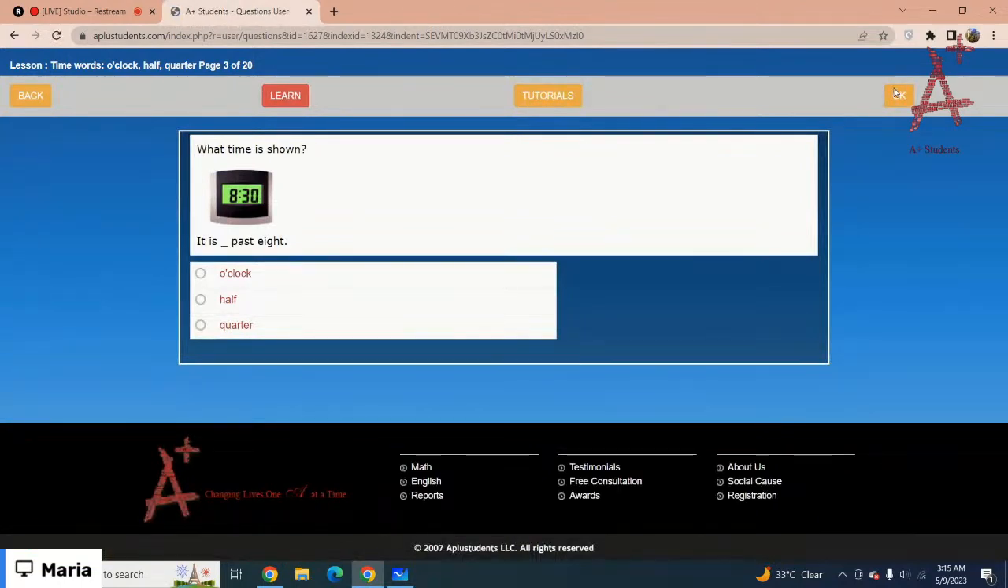Okay, what time is shown? So it is a digital clock. You can see the time, it would be 8:30. So you can say it is half past 8, because it is 30 minutes after 8. You can read the time from the clock like 8:30, but basically you have to read the time as half past 8. Got it?